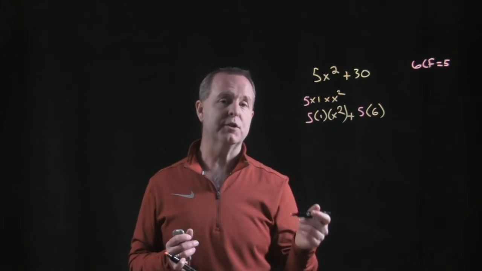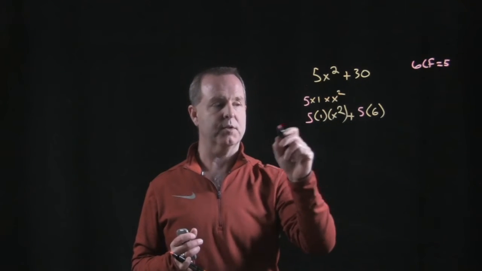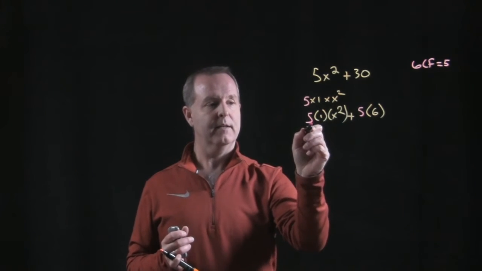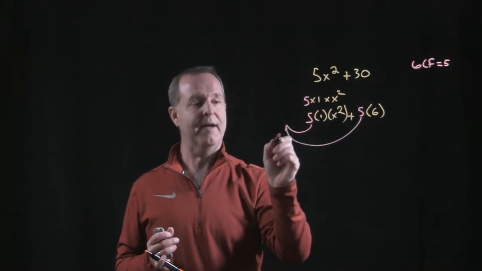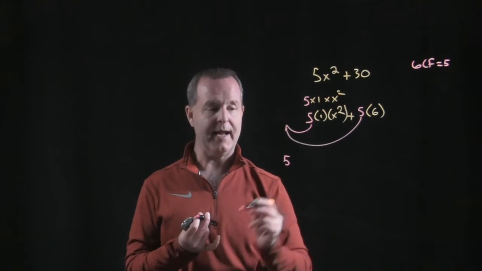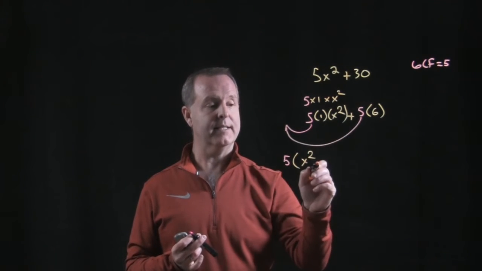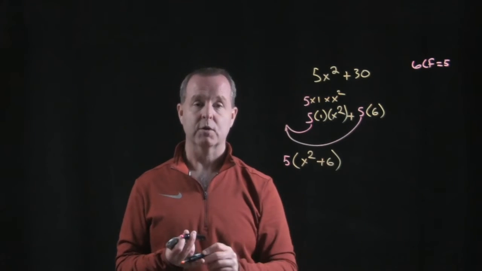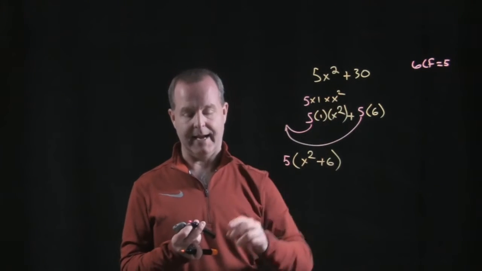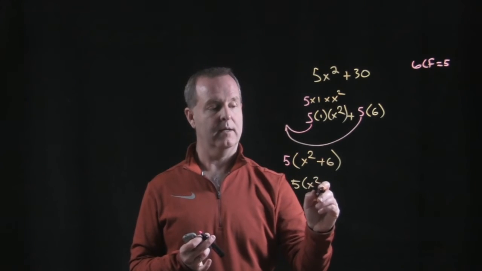Then I'm going to use the distributive property by popping out what's constant in both of those terms. So a 5 is going to pop out, and a 5 is going to pop out. So that's going to make it a 5. And then what's left when I did that? An x squared and a plus a 6. So my final result then, or factoring that into this form, is a 5 times an x squared plus a 6.